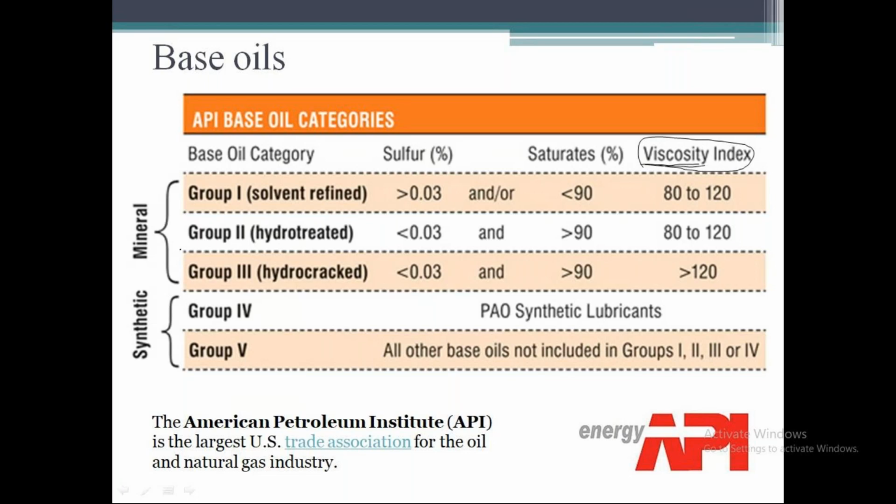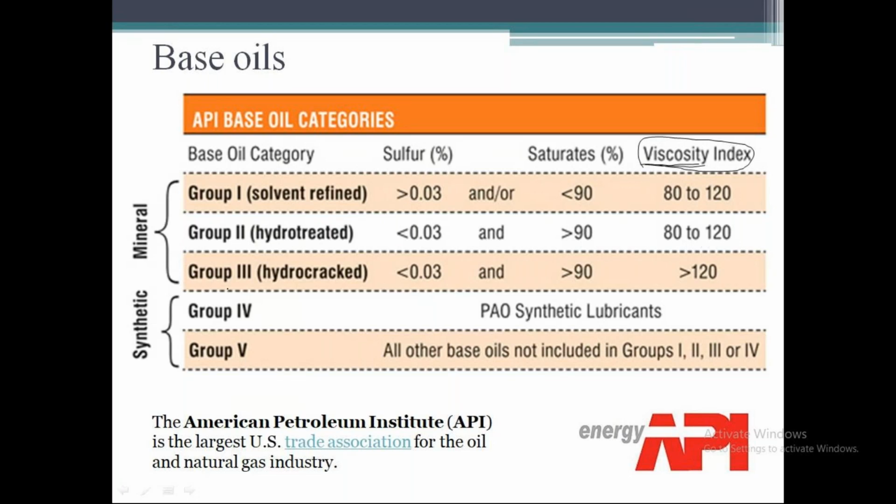Moving on, we've seen group 1. Then we have group 2, that is hydrotreated. This is the second stage of these refined base oils. Here the change is that you will have a reduction in sulfur content and more saturates. But the viscosity index will remain in the range 80 to 120 here.